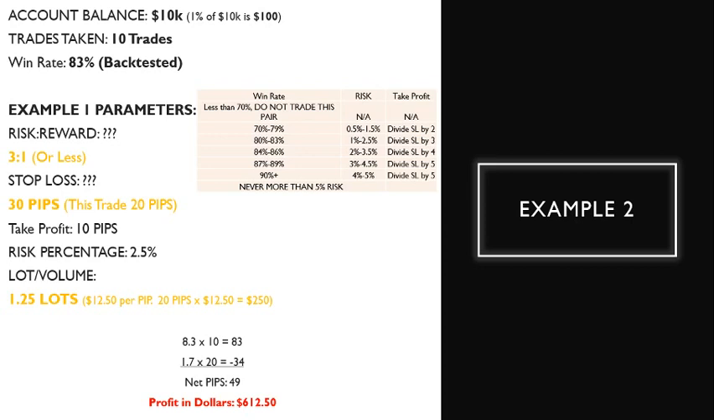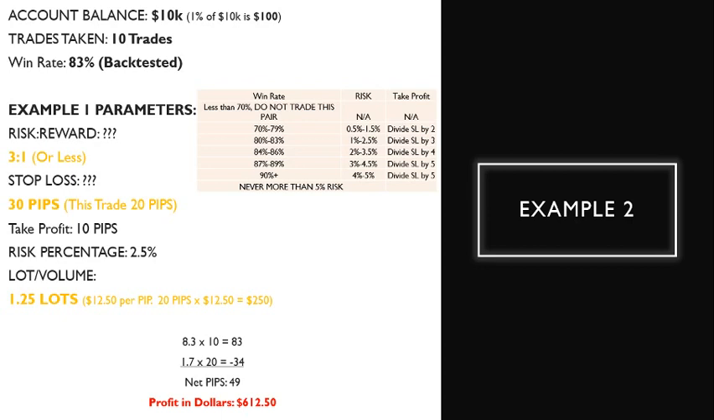Okay, so if I'm understanding this right, that's wins times the take profit? Yep, the number of wins times the number of pips for the take profit. And then your losses times the number of pips for your stop loss. Correct.